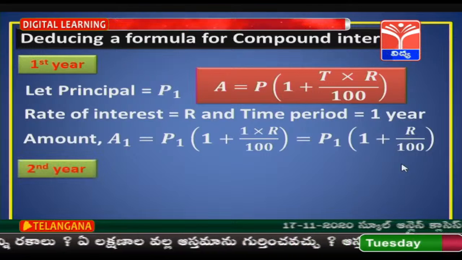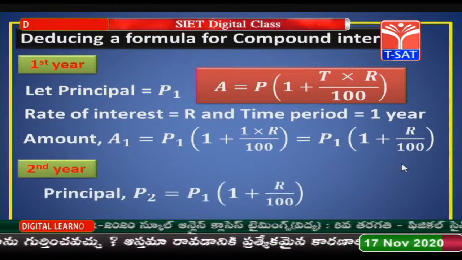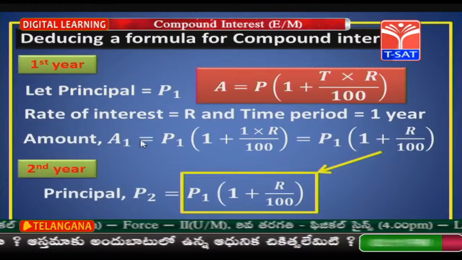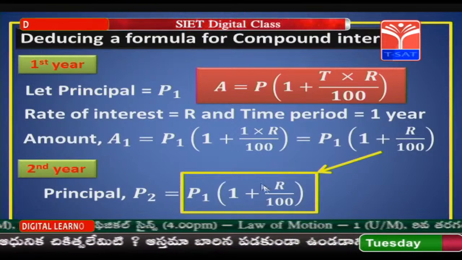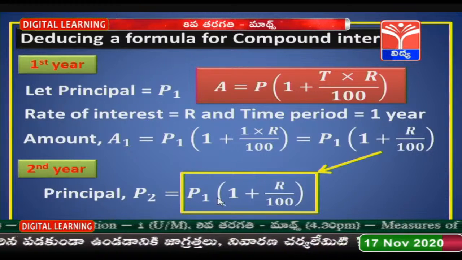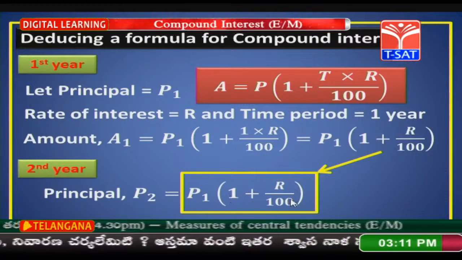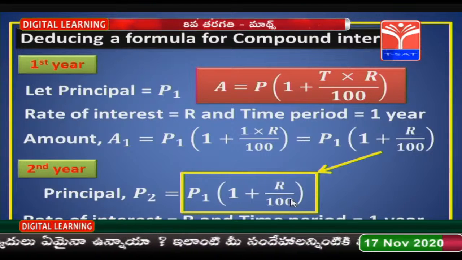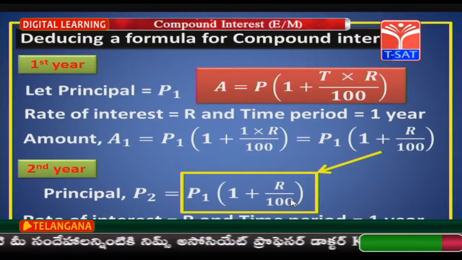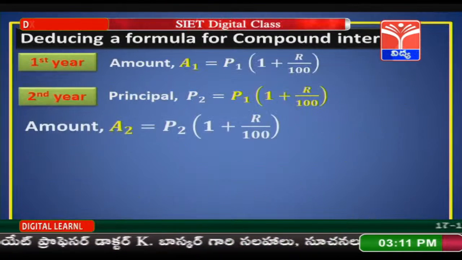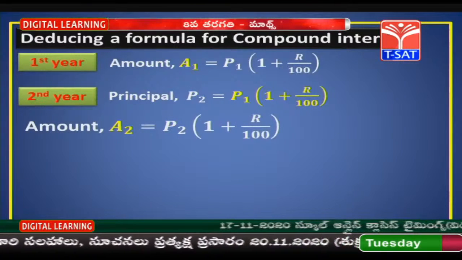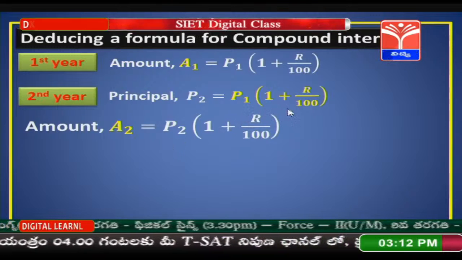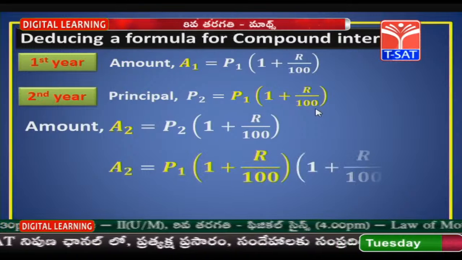Now, let us calculate for the second year also. In the second year, the principal I am assuming as P2. Now, here if you notice, A1, that is the amount calculated at the end of the first year, becomes the principal here. Okay? So, P1 into 1 plus R by 100 is going to be the principal for the second year, whereas the rate of interest and the time period remain the same. Now, let us calculate the amount at the end of 2 years. So, amount A2 is principal P2 into 1 plus R by 100. But children, we have seen that the value of P2 is P1 into 1 plus R by 100. Now, let us substitute it. On substituting, what do you get?